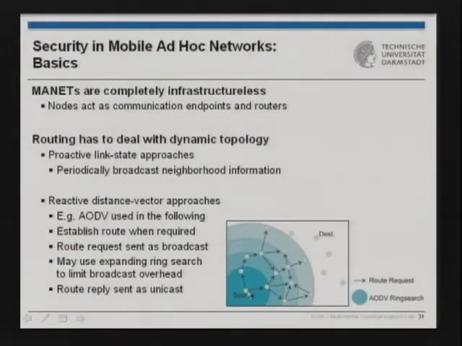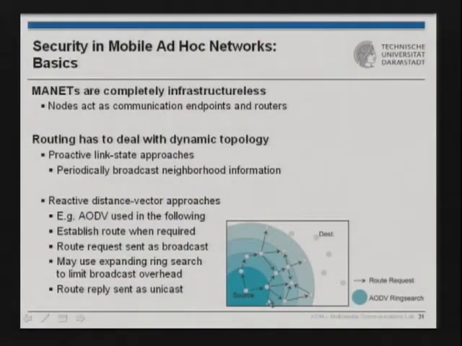So I will use AODV, and it works like this: if I have a source that wants to communicate with a destination and no route is available, then a route request will be sent as broadcast, and as soon as the route request reaches the destination, a route reply will be generated and sent back, and with this a route is established. To minimize the broadcast overhead for the route request, AODV will use an expanding ring search. This means we will start looking for the destination in an area close to the source, and if it is not found, we will increase this area in certain steps. So we will use this later on.